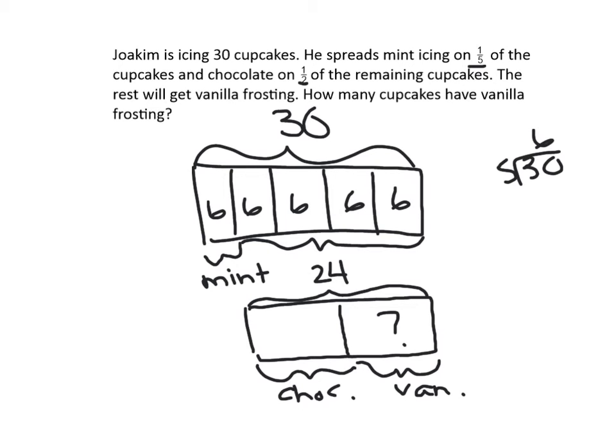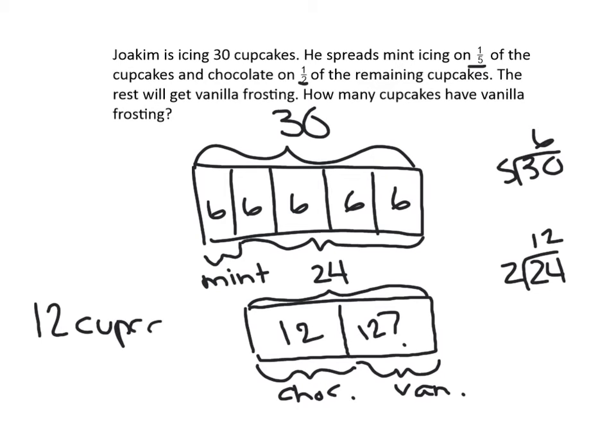Okay. And now we know that half of the remaining, because there's 2 units down here, half of the remaining is going to be chocolate and the rest is going to be vanilla. So half of 24 is 12, or you could do 24 divided by 2 over here and you'd get 12. That means 12 are chocolate and 12 are vanilla. So they want to know how many cupcakes have vanilla frosting. 12 cupcakes have vanilla frosting.